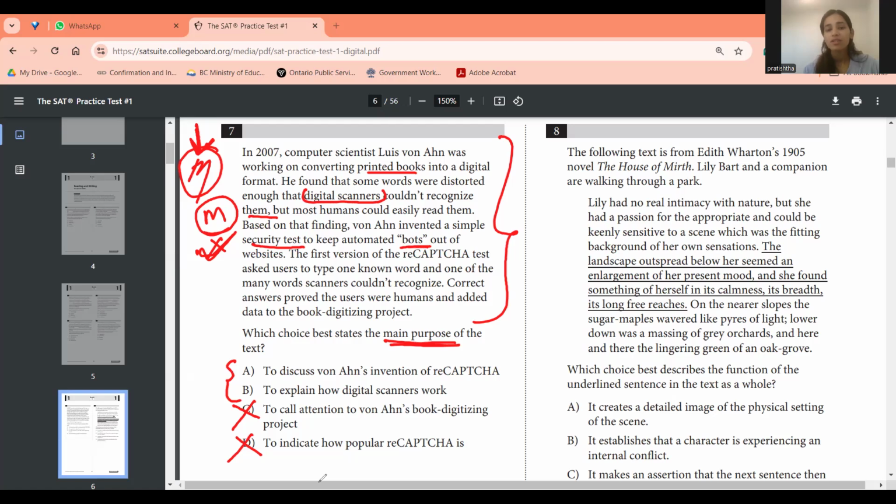It's an explanation because it is explaining something, but it is not explaining the working mechanism of digital scanners, right? Because that would be how they first scan it and how that scanning process works. It's not that. It is just discussing his invention in detail, how he started, what problems he faced. So it's just a discussion of his invention. So essentially, this is how you come across a main idea.